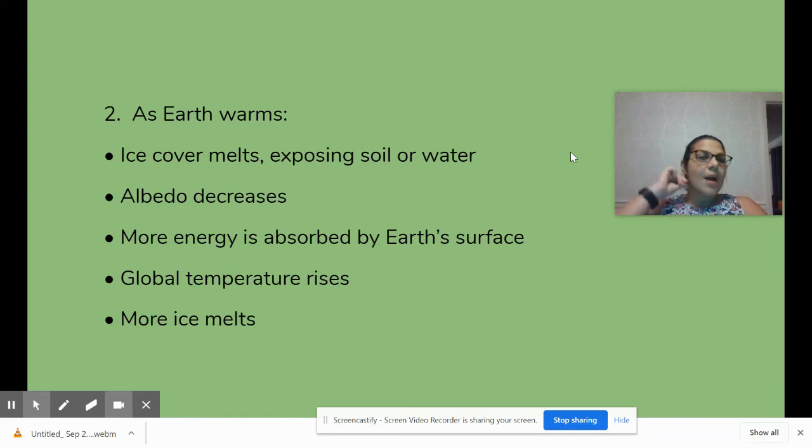Number 2, as Earth warms, the ice cover melts, exposing soil or water. Albedo, which is your reflection, decreases, which then means more energy is absorbed by Earth's surface, making it warmer, and then more ice melts. Okay, positive or negative?